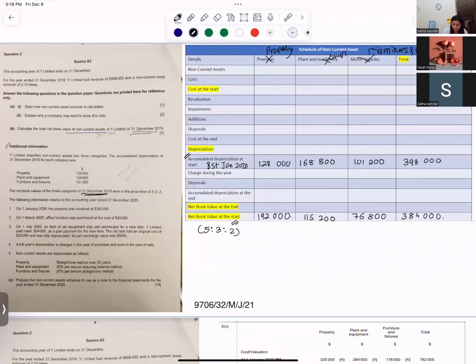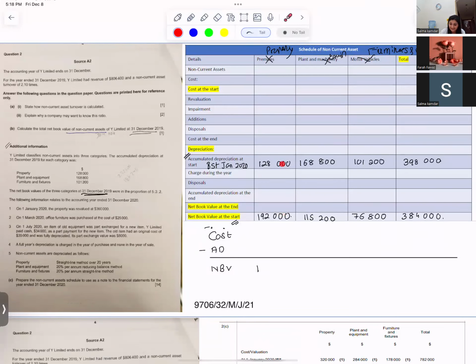Yeah. How do you get the net book value? Cost minus accumulated depreciation would give you the net book value. So you have the accumulated depreciation, you have the net book value. So can you find the cost at the start? It'll be the net book value plus the accumulated depreciation. So 192 plus 128 would give you the cost at the start. Can you give me the cost at start?